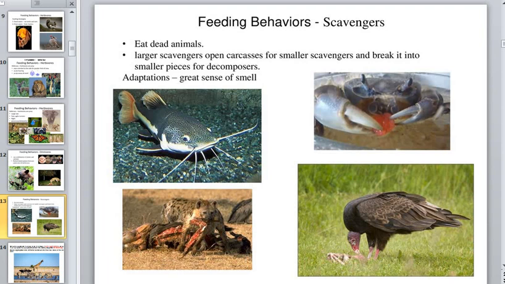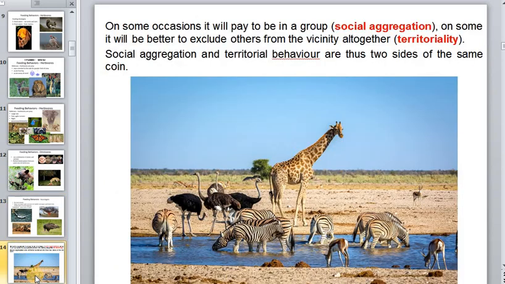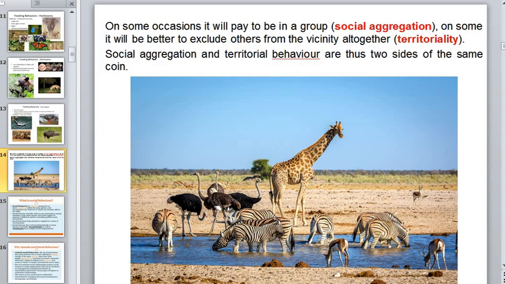Its own species or another species. So animals do not act in isolation. The environment, foraging, mating, migration, avoiding predators, practically any aspect of behavior is likely to be influenced in some way by who else is around.